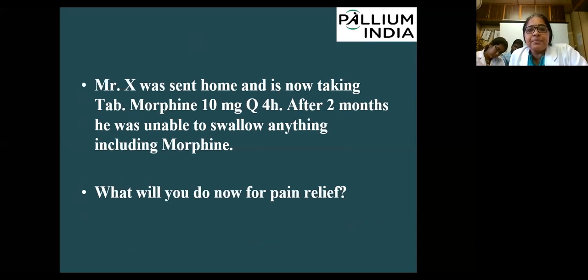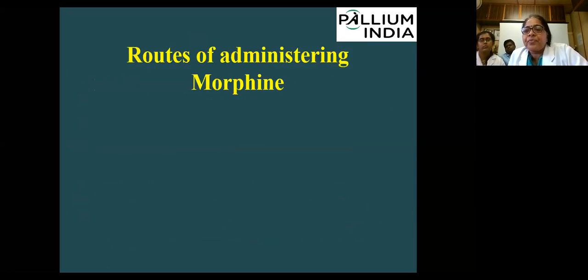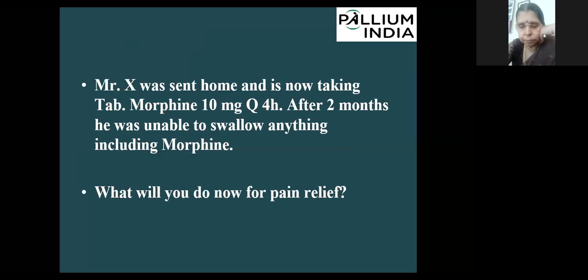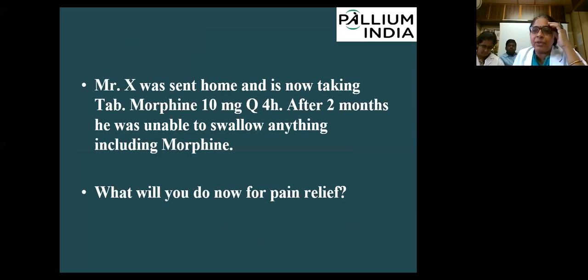Next one, please. So now Mr. X was sent home, and this Mr. X was taking morphine 10 milligram 4th hourly. After 2 months, he was not able to swallow anything, even morphine. So now what would you do for pain relief? Sublingual buprenorphine. Now we also have to think, whenever we think along these lines, that this is not an immediate solution. This has to be a solution for the patient, which he should be able to follow even at home, or which we should be able to provide for him. Next slide, please.